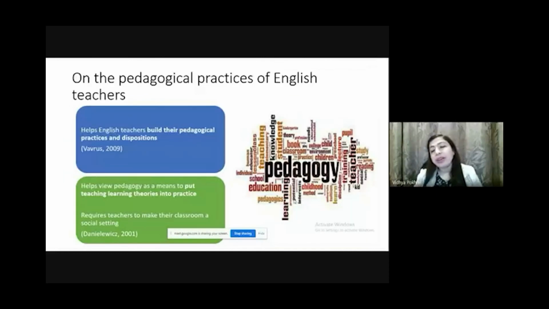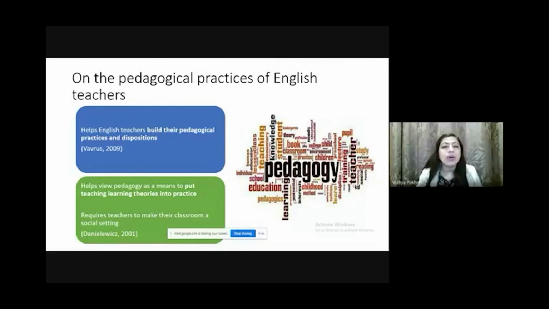So autoethnography is also important to bring the experiences related to pedagogical practices. So when we talk about pedagogical practices, this helps English teachers to build their pedagogical practices and dispositions.